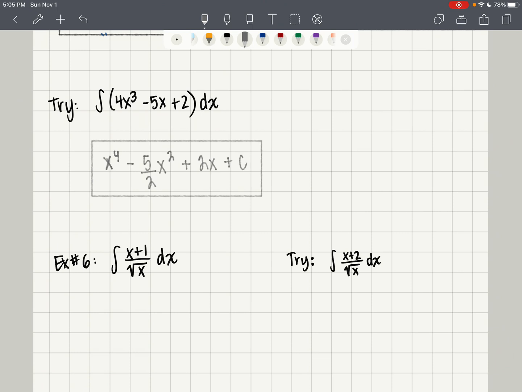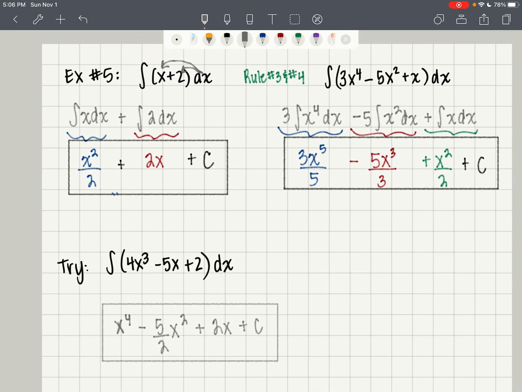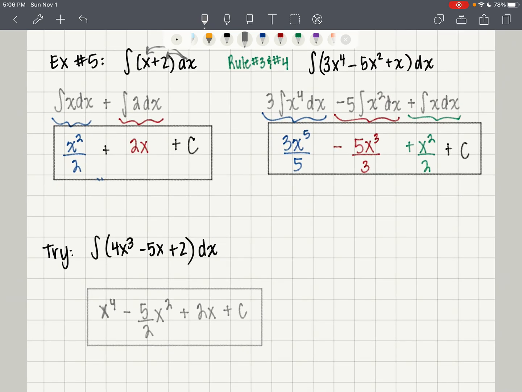Okay, our last two problems that we're going to do an example, a try, and then you're going to get to practice this before we expand on finding the integrals in the second half of this section of the textbook. So let's finish up right here. The integral of x plus 1 over the square root of x dx. Now you might already have an idea of what it is that you need to do. It would be really nice if we could just separate out, like I did on example number 5. It was nice how we split up using rule number 3 and rule number 4 with adding and subtracting.